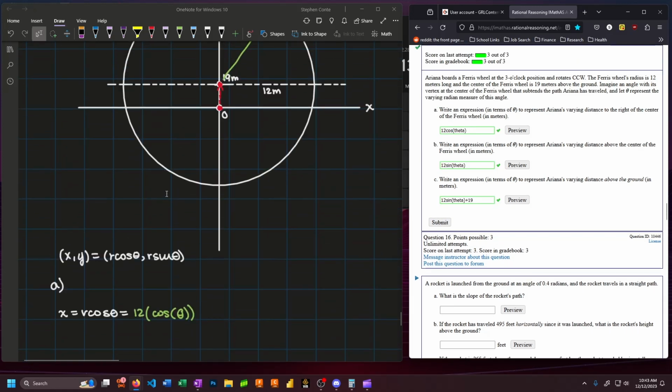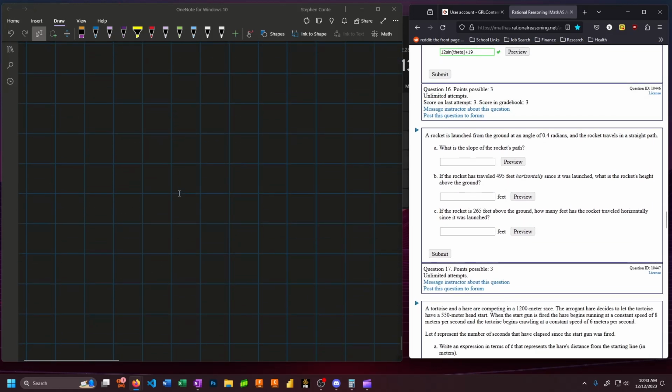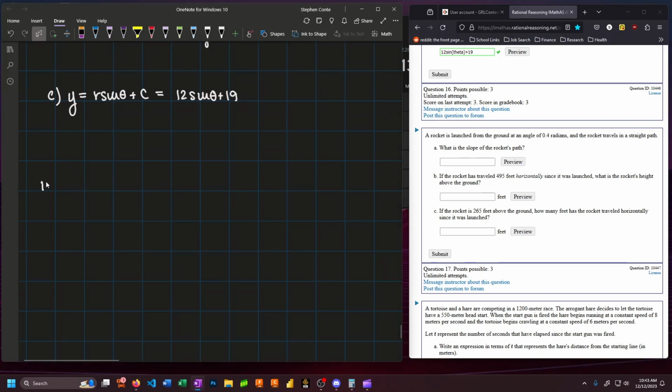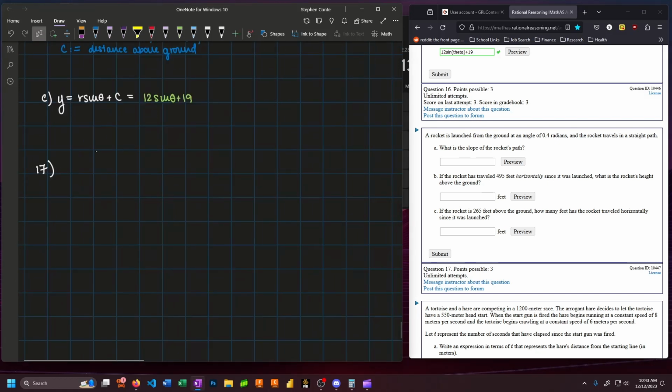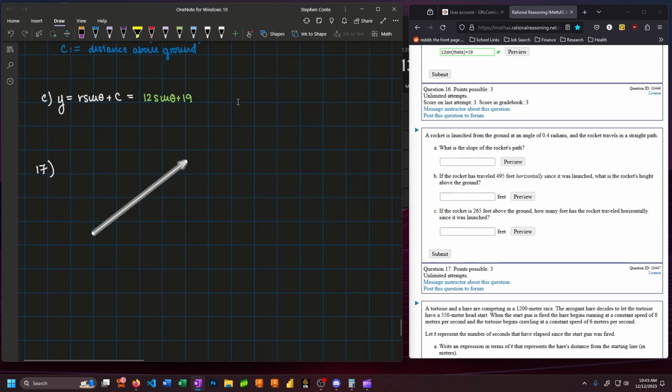All right. 17. Okay, a rocket is launched from the ground at an angle of 0.4 radians, and the rocket travels in a straight path. Okay, so let's draw that. Let's just draw, I'm going to draw an angle.